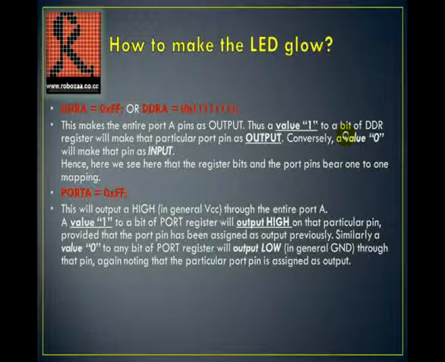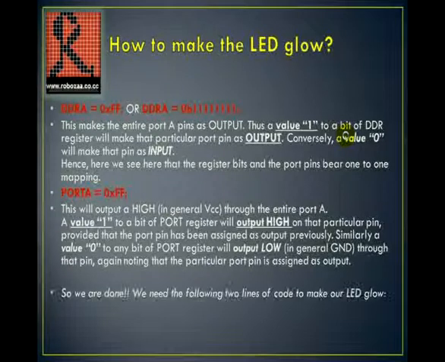If we made the port pin as output, then selecting the PORT register and giving it a value of 1 will output high, but if we give it a value of 0, then the output will be low. That's it. So we have two lines of code to make our LED glow: DDR A equals 0xFF and PORT A equals 0xFF.